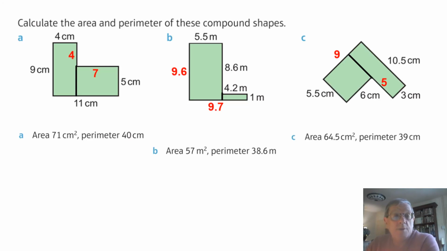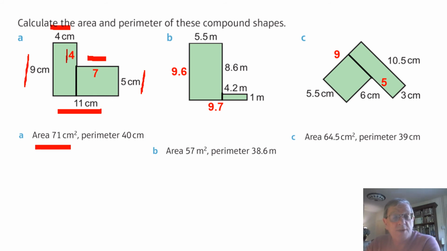Okay, so first thing we need to do is work out the missing sides. If that is 11 and that is 4, then this side here is 7. If that is 9 and that is 5, then 9 take 5 is that little side there is 4. So when I split them up, I've got 2 rectangles. I could work out the area of each and add them together, which will give me an area of 71.